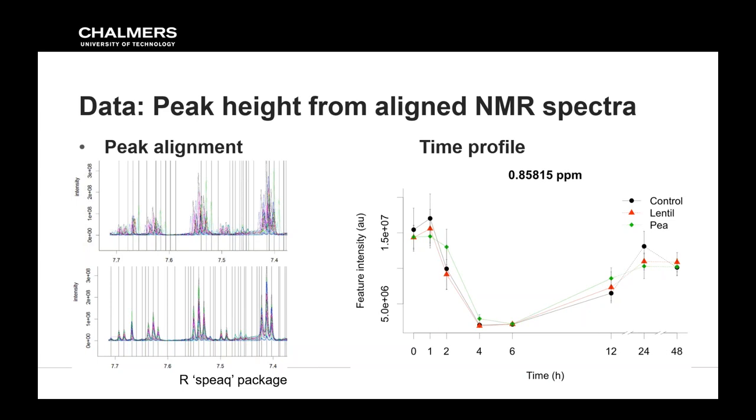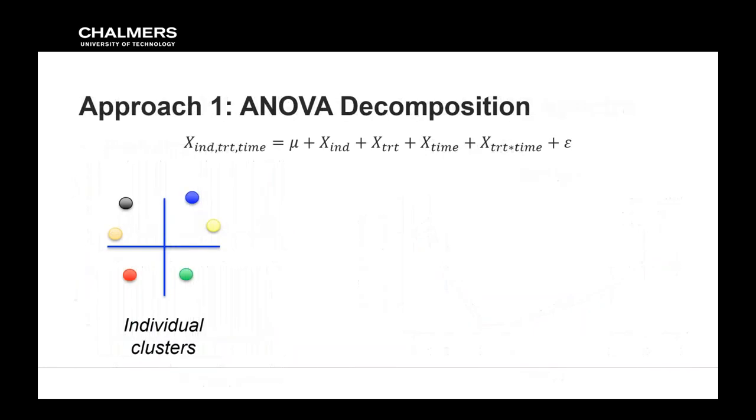What's actually interesting with this approach is that when we extract peak heights instead of working with peak areas, we're slightly less sensitive to overlap between different peaks. But that's something for us to discuss in a different webinar on strategies for NMR data and metabolomics.